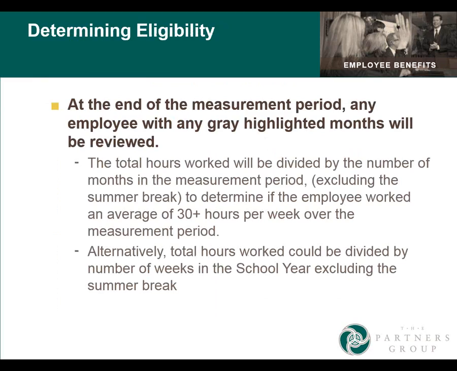So what we're recommending is that at the end of the measurement period, any employee with gray highlighted months is going to be reviewed. The total hours are simply going to be divided by the months in the measurement period, excluding the summer break, to determine if that employee averaged 30 hours a week or more over the measurement period. Alternatively, total hours worked could be divided by the number of weeks in the school year, excluding the summer break. It comes out to be the same number. It really doesn't matter whether you impute the hours or not. It's going to end up being the same number when you just pull those hours over the summer period out.